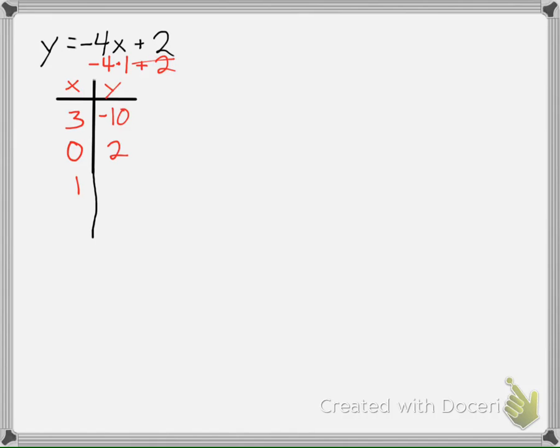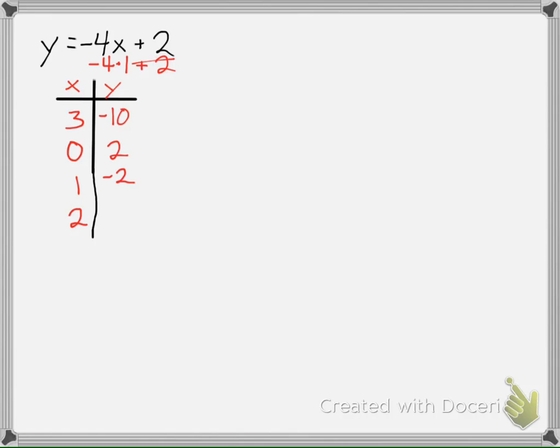So, negative 4 times 1 is? Negative 4 plus 2 is? Negative 2. So if x is 1, then y would be negative 2. All right, let's pick one more. Pairs? 2.